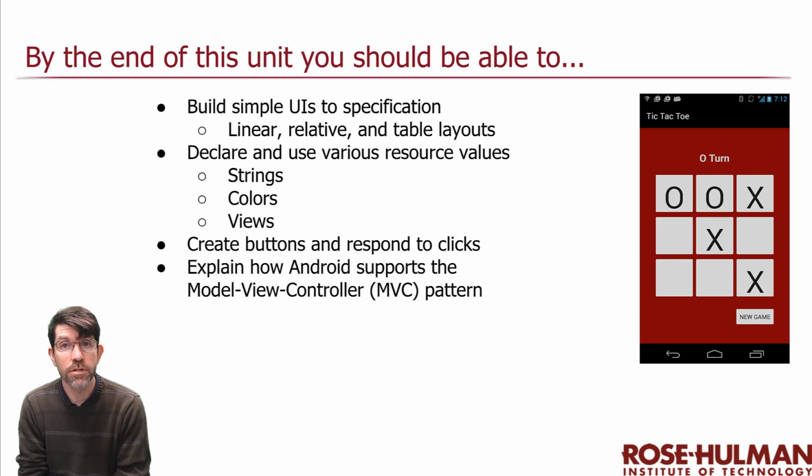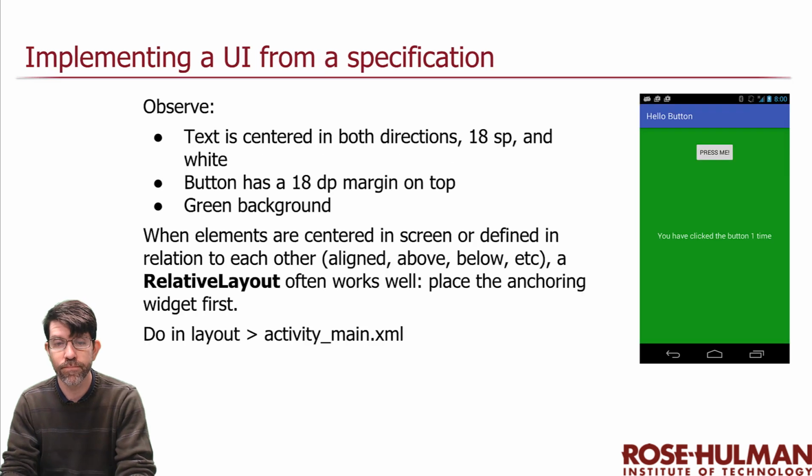In doing this, you're going to learn about linear layouts, relative layouts, and table layouts. You should also be able to use various types of resource values, and these could be things like strings or colors or even views that you access from the layouts. You're going to be able to create the buttons themselves and learn how to respond to clicks. And finally, you should be able to explain pretty clearly what the model view controller pattern is and how Android supports it. So our first app is Hello Button.